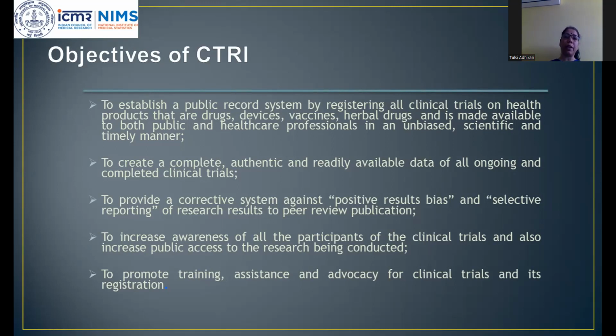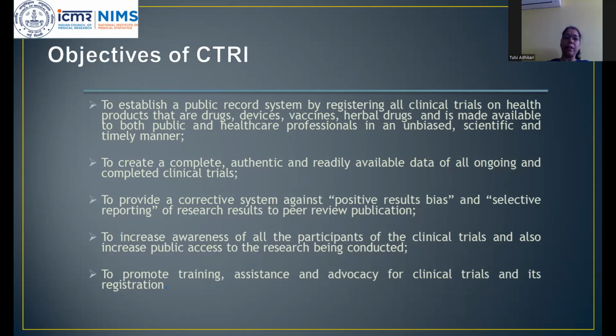The second objective is to create complete, authentic, and readily available data on all ongoing and completed clinical trials, and to provide a corrective system against positive result bias and selective reporting of research results to peer review publication. Previously, only the positive results were published in journals. Trials often don't publish if their findings are negative, and journals also accept only studies where you find something positive.